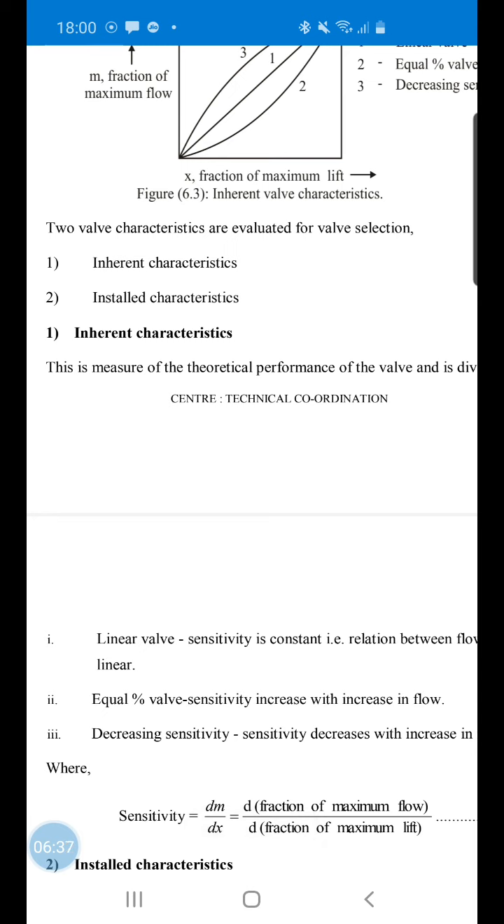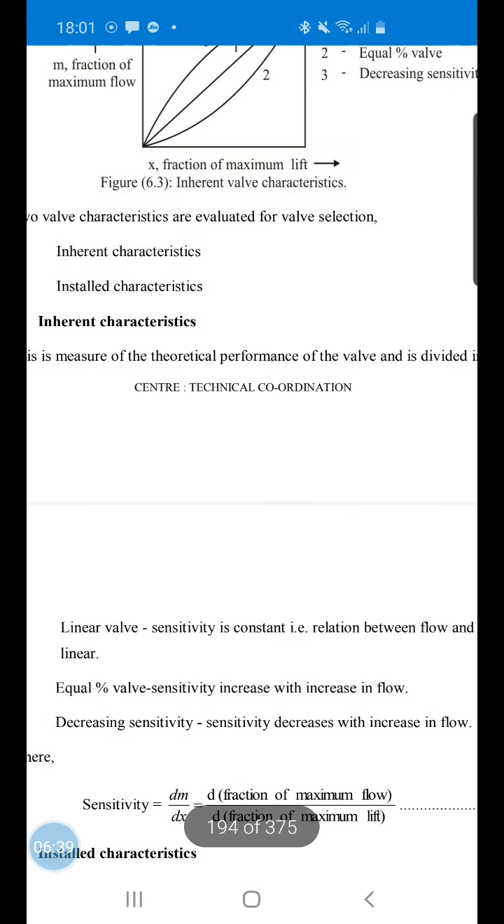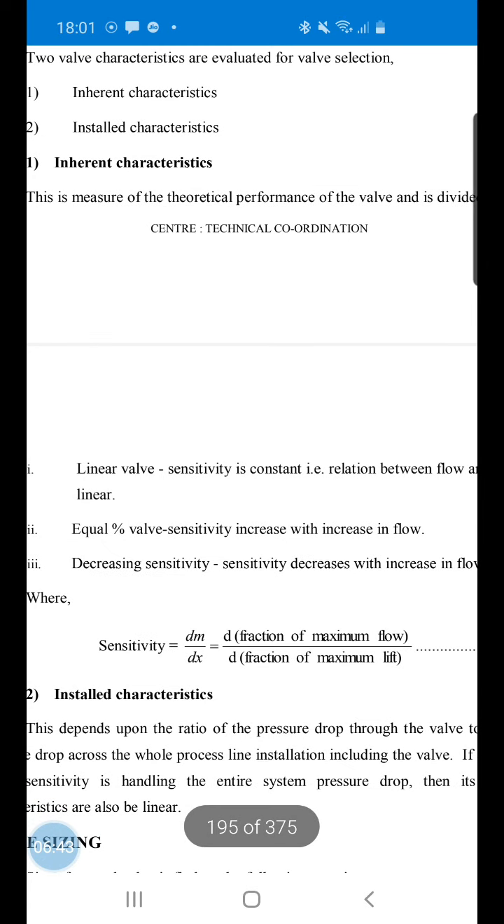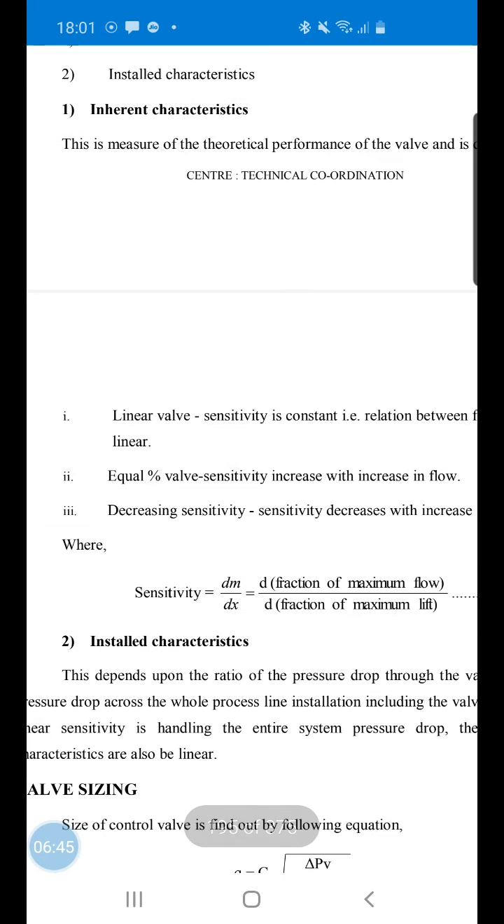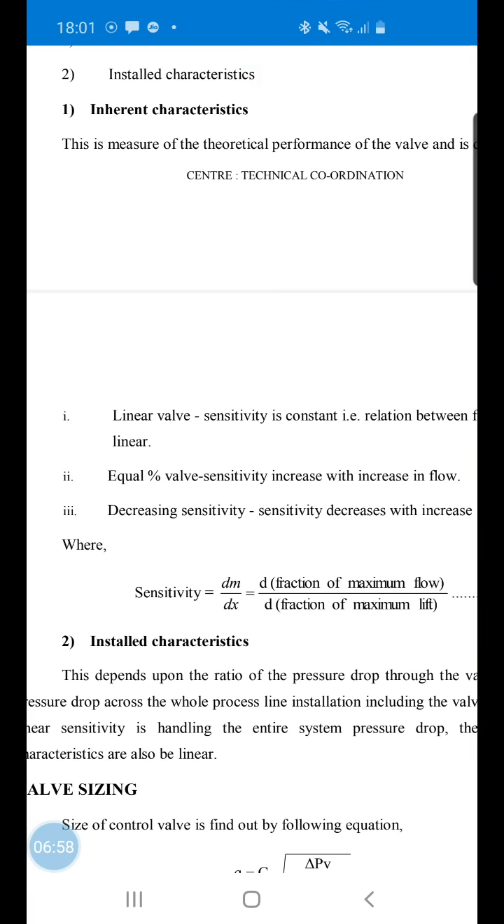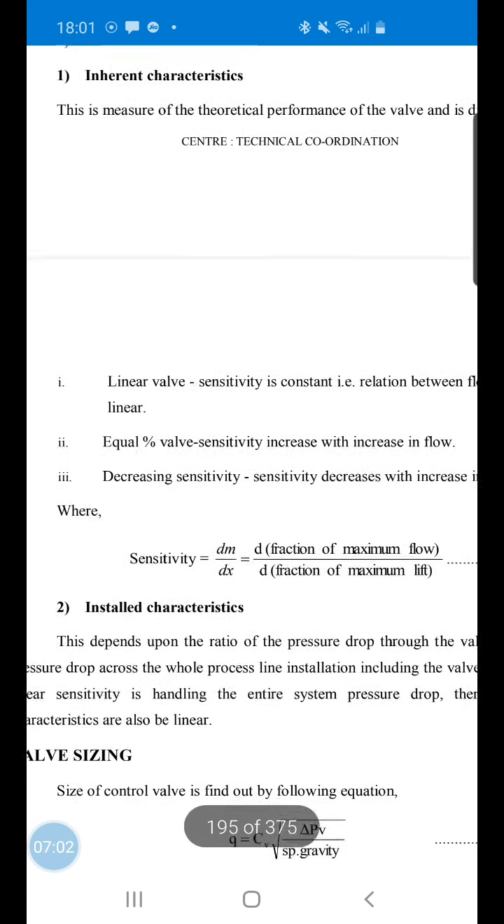Inherent characteristics are a measure of the theoretical performance of the valve. This theoretical performance is classified in three different ways. Linear valve, where the sensitivity is a constant. Equal percentage, where sensitivity increases with an increase in flow. And the third type is decreasing sensitivity, where sensitivity decreases with an increase in flow.